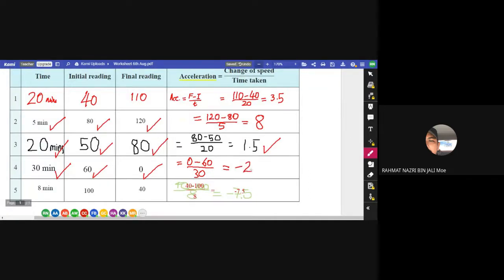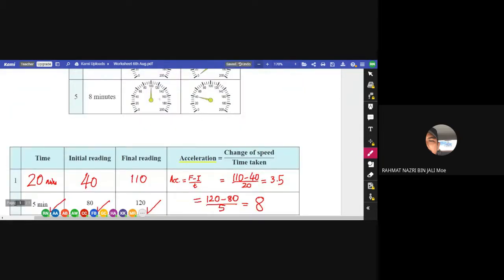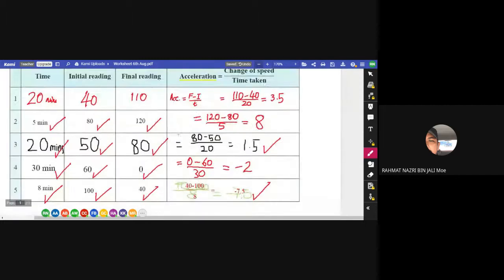Okay. And then the last part, negative 7.5. 40 minus 100, we get 60. 60 divided by 8, we have 7.5. Okay, negative 7.5. Okay, correct. Negative 7.5. Let's read one more time, 100 and then 40.